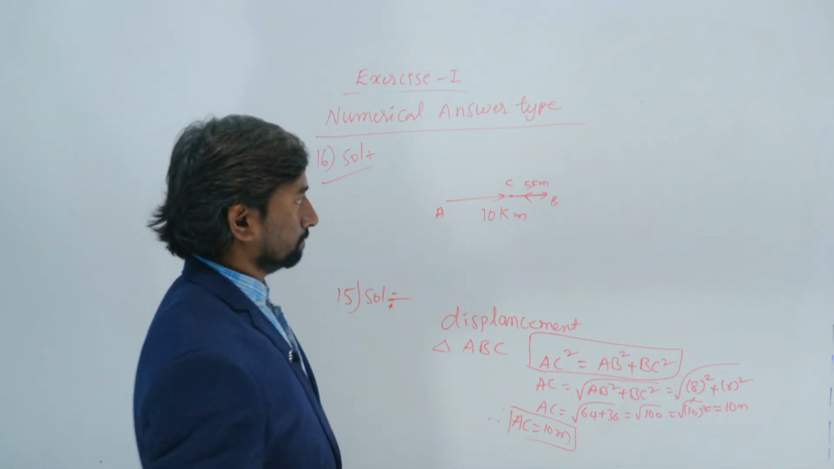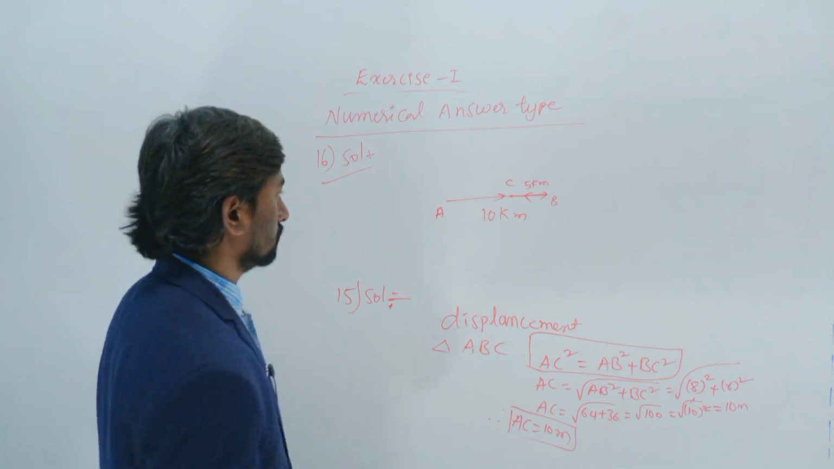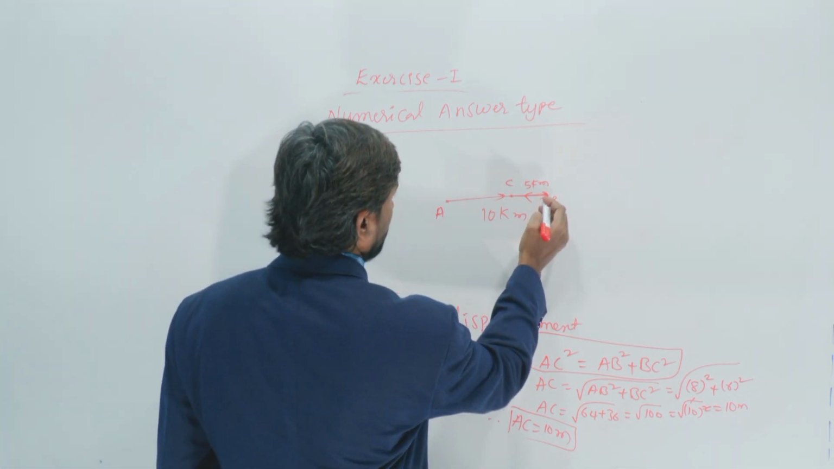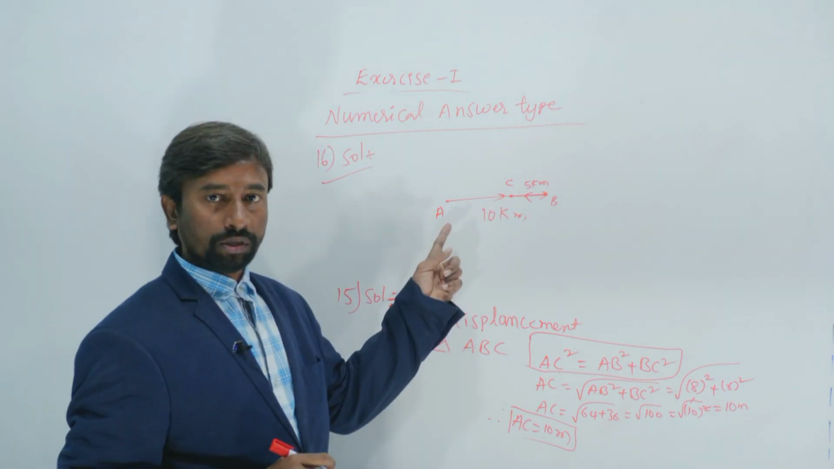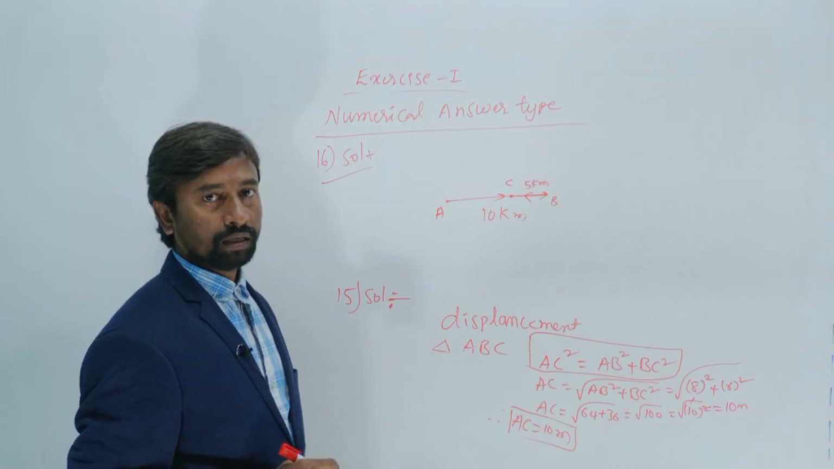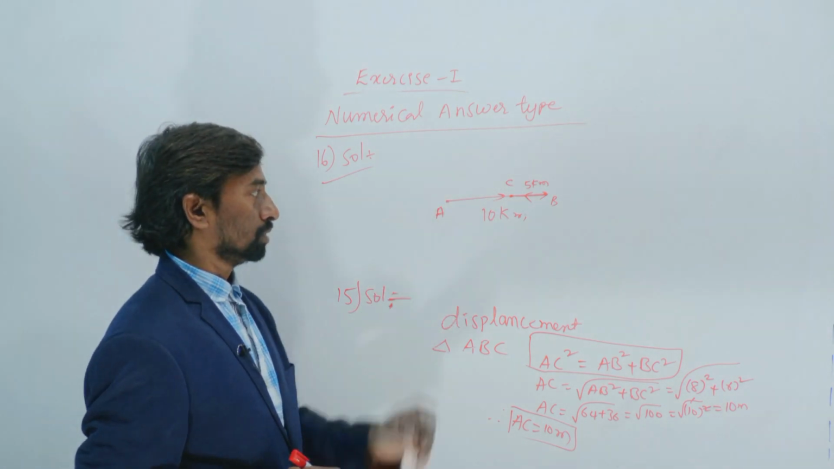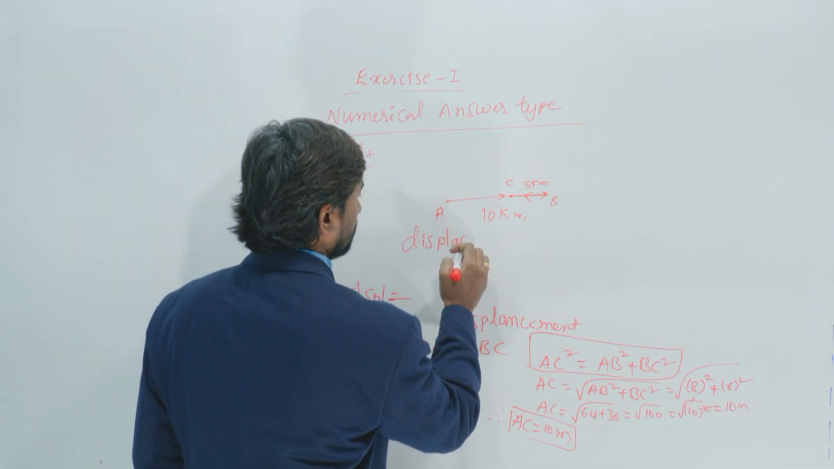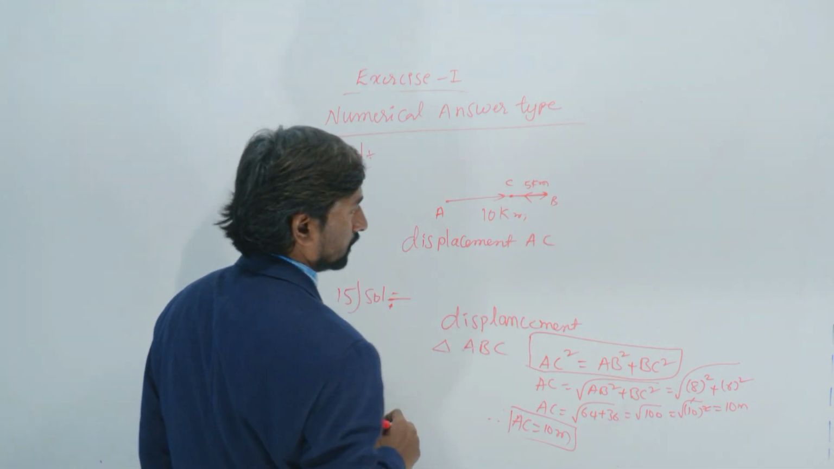Then they are asking the displacement of the car. So car started from here, from initial position A and went to B, and it returns to point C there. This is the final position. So the initial position is A and final position will be C there. Now the displacement is nothing but the shortest distance between the initial and the final position. So AC will be the displacement here.